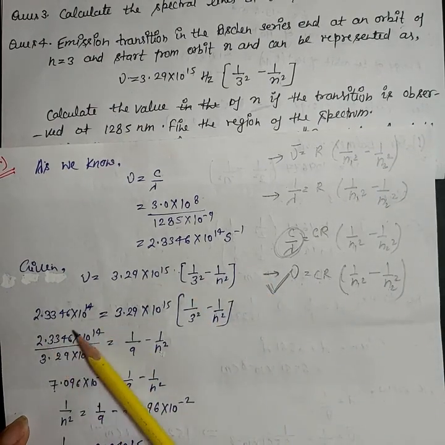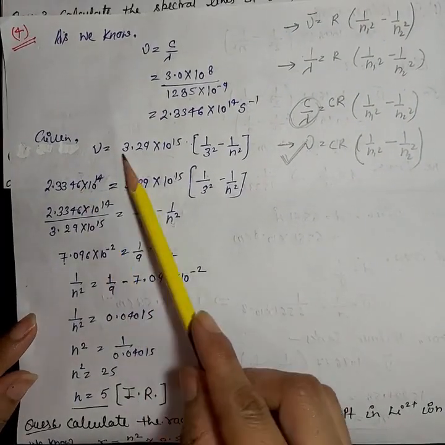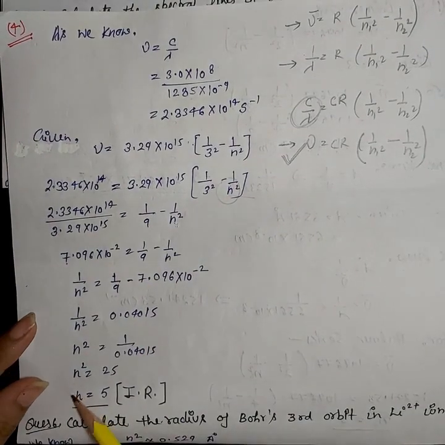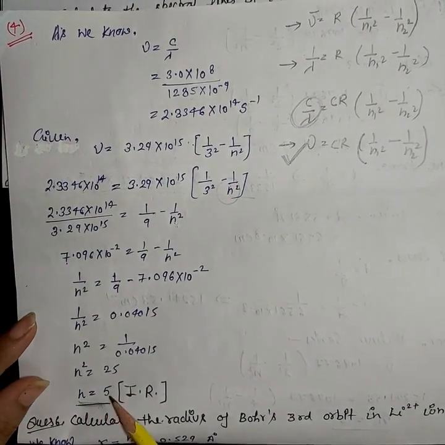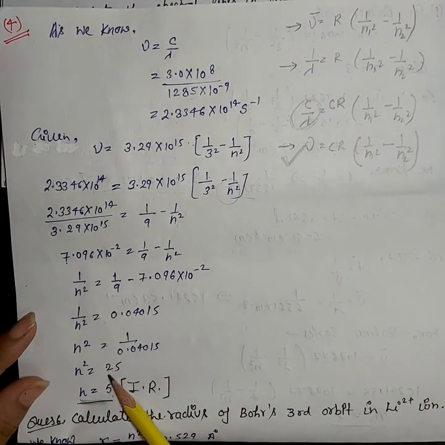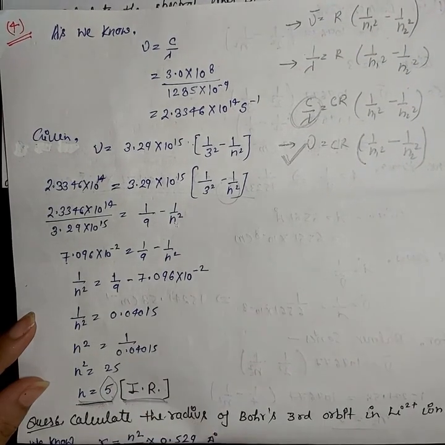By this equation we can calculate the value of n like this. Then n will be equal to 5, and as we are calculating for the Paschen series, when n equals 5 it will definitely lie in the infrared region.